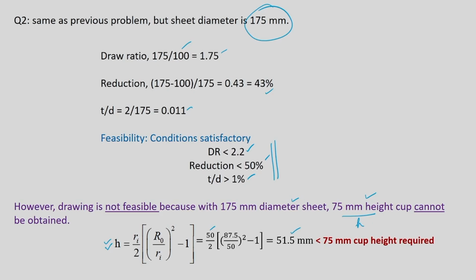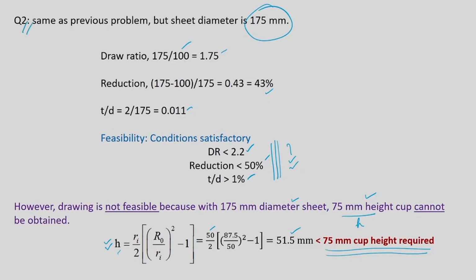So if you use a 175 mm initial diameter, though these design conditions are acceptable, you still cannot make the cup, because the material itself is not sufficient to make a cup of height 75 mm. As per this equation, the height we get is only 51.5 mm, which is less than the 75 mm cup required. So this process is again not feasible, not because of the same conditions, but because of the scarcity of material. The diameter is not sufficient. This type of simple problem can be solved this way. Let us go to the third problem.